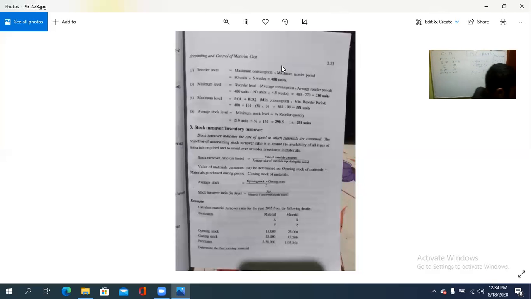So now you have calculated these things. EOQ is the square root of 2AO by C or 2CO by I, whatever it may be. Where C is the annual consumption, O is the ordering cost, and I is the carrying cost, or A is the annual consumption, O is the ordering cost, and C is the carrying cost, whatever it may be.